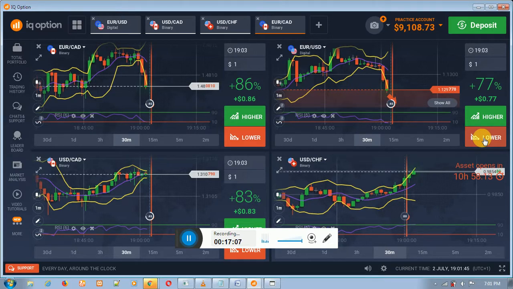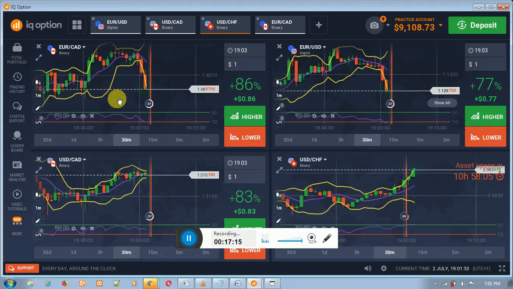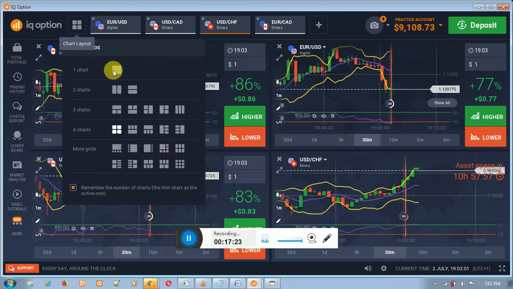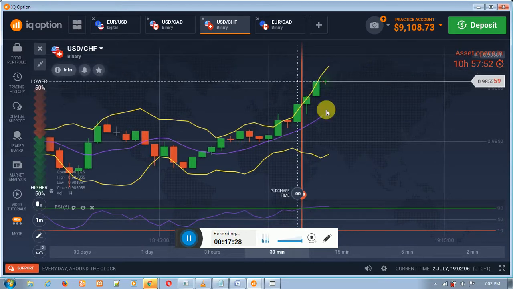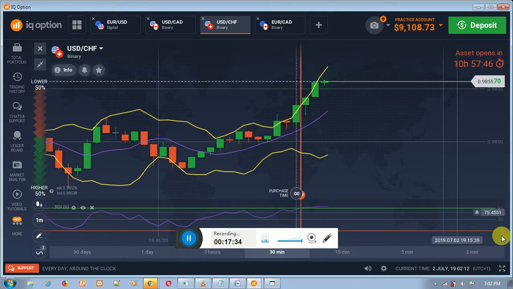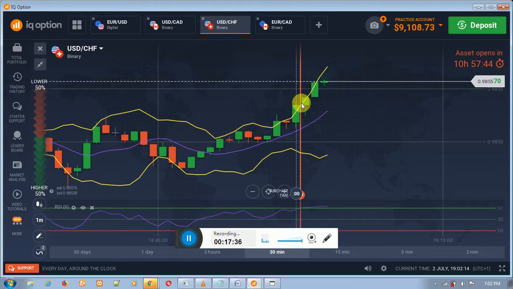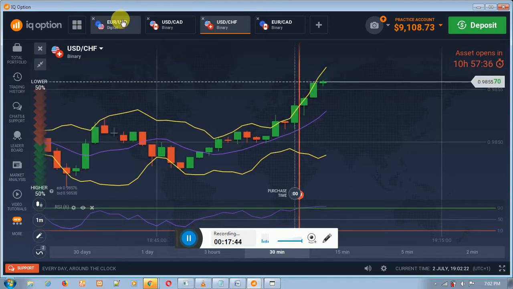One, two, three. Okay, something may happen around this side. There is need to watch out for the two. Something may happen here. Oh, asset opens in next 10 hours. This market is closed. Or something will happen here. 1, 2, 3. This market is closed. Let's check this. Okay.